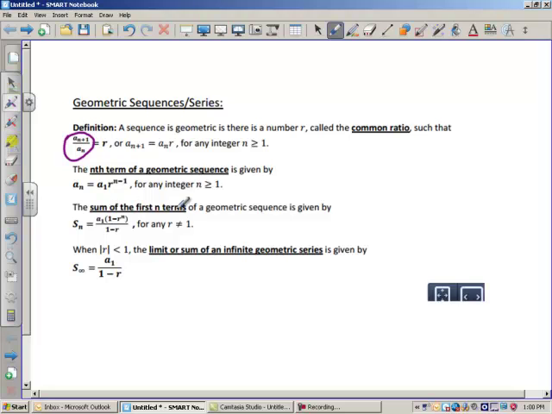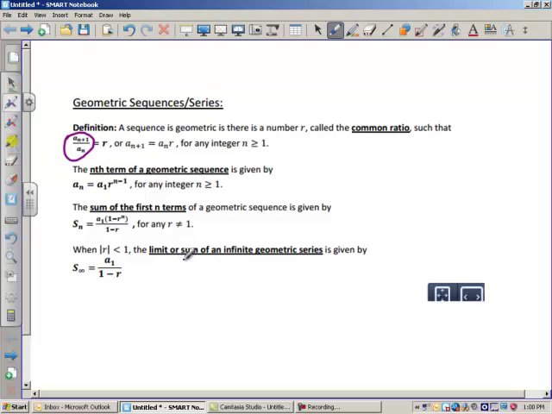Now if you want to add up the first n terms, or a finite number of terms, for a geometric sequence, it's given by this formula. The summation is the first term times 1 minus the common ratio to the nth, n is how many terms we have, divided by 1 minus r. r cannot be 1 here.